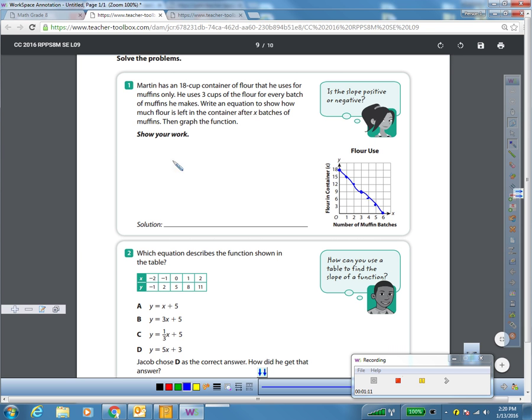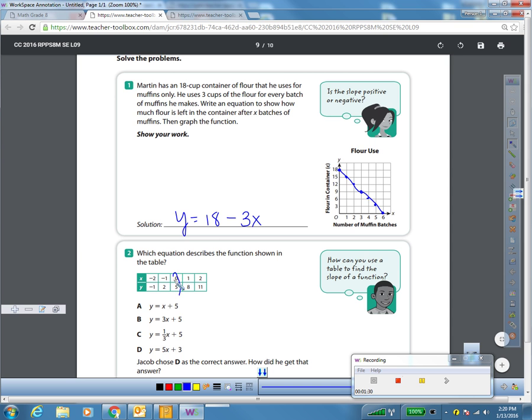to show that function. So your equation, we'd start with 18 cups, and since he's using cups of flour, your slope is minus 3 cups, or negative 3 per batch. Okay, looking at the next one, which equation describes the function shown?